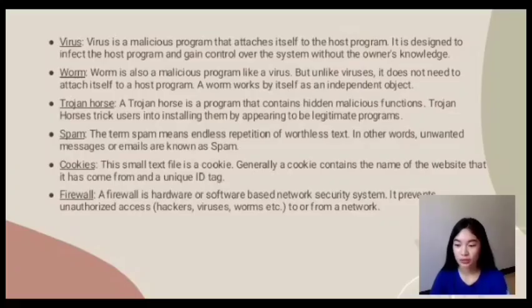Next are cookies. This small text file is a cookie. Generally, a cookie contains the name of the website that it came from and a unique ID tag. It is a small file that stores your information for websites. Next is the firewall. A firewall is a hardware or software-based network security system. It prevents unauthorized access, like hackers, viruses, worms, and etc., to or from a network.